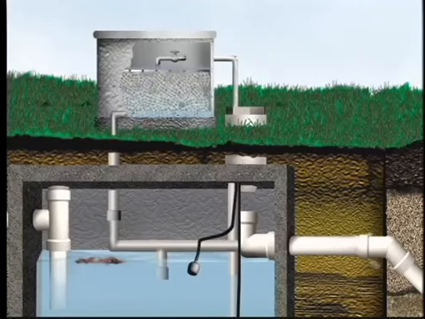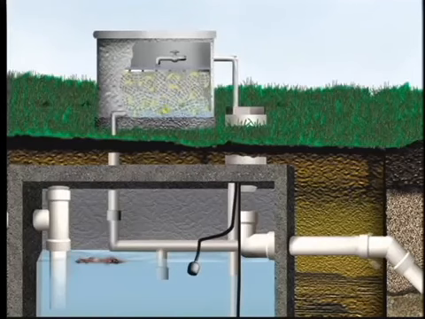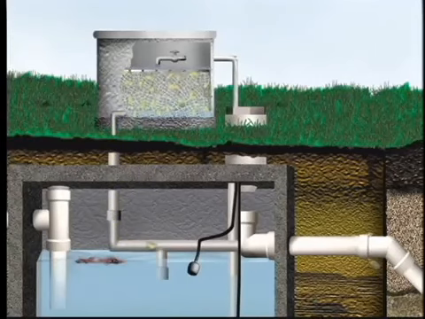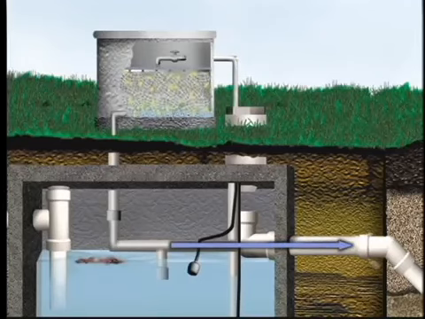A film of biological growth on the media feeds on the contaminants contained in the wastewater. As the film grows, it will exceed its ability to hold on to the media. Pieces of the biological growth will break off and fall back into the tank with the wastewater for decomposition. Wastewater flows from the recirculation tank into the land application system.